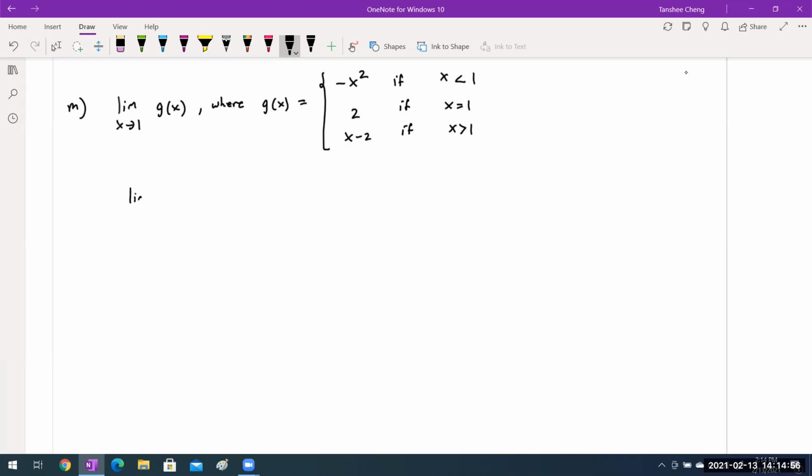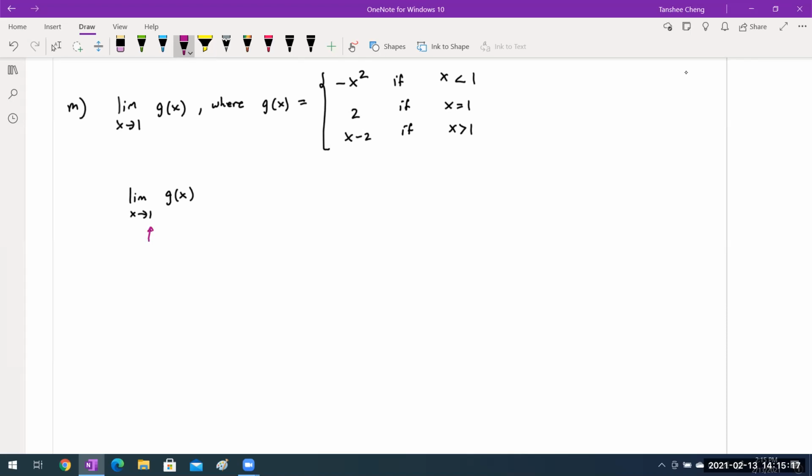So we are looking for the limit as x approaches 1 of g of x. So what is the function? Which formula do we need to use for this function? And this is where we decide to look at the limit that we are approaching. This time we are approaching what? The limit as x approaches 1.